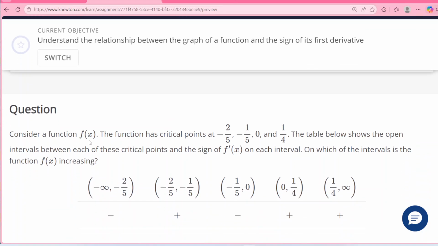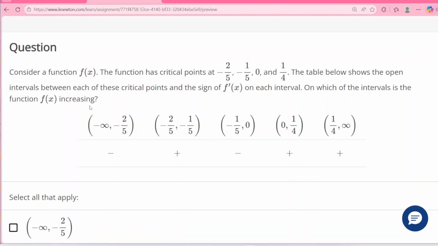So consider a function f. They tell us the function has critical points at -2/5, -1/5, 0, and 1/4. The table below shows the open intervals between each of these critical points and the sign of f prime, right? The sign of the derivative, whether the derivative is positive or negative on each interval. On which intervals is the function increasing?